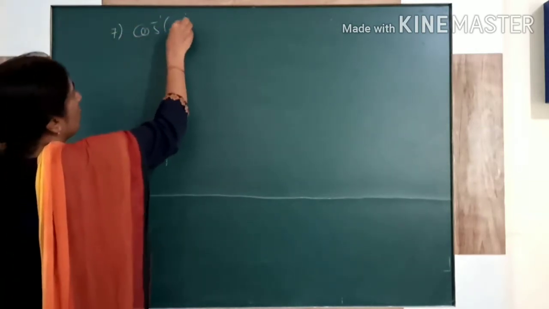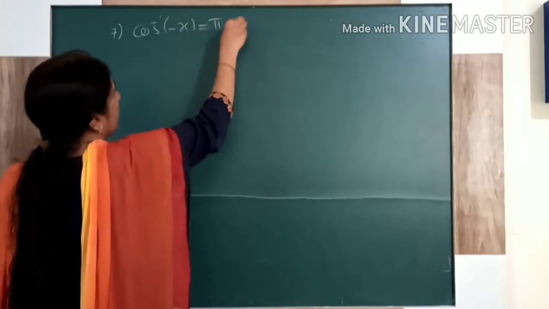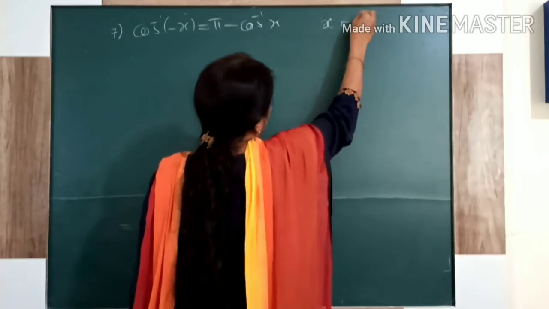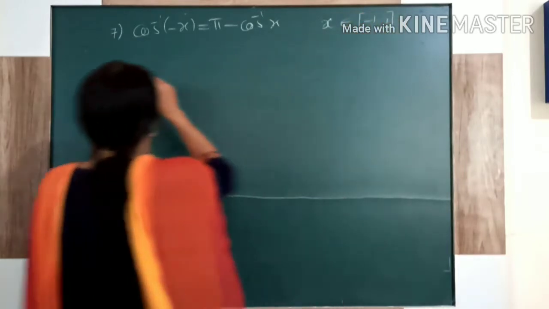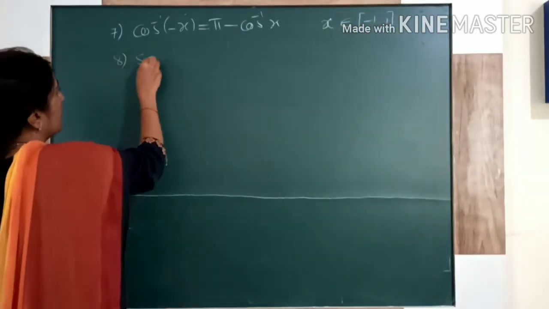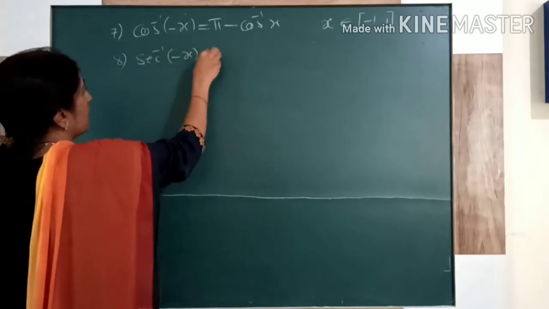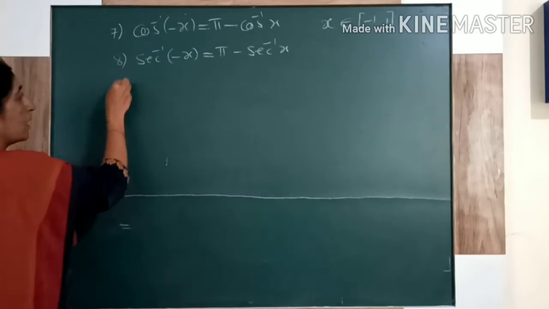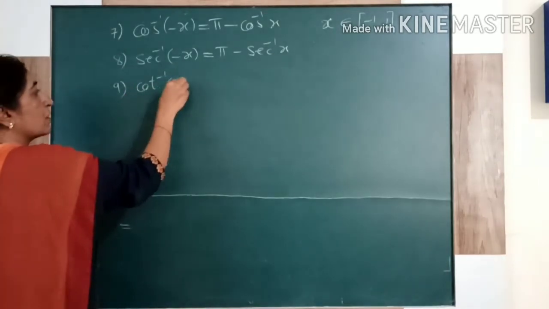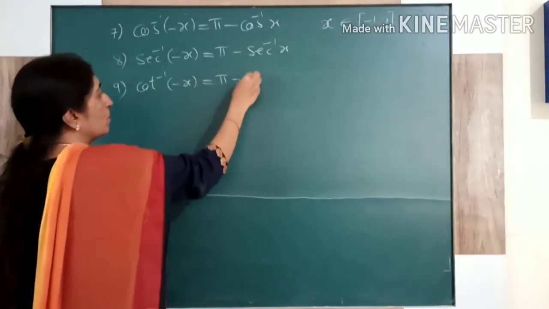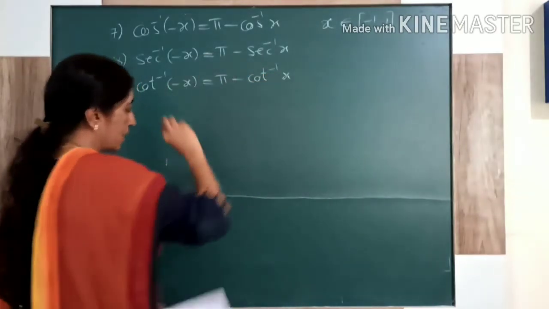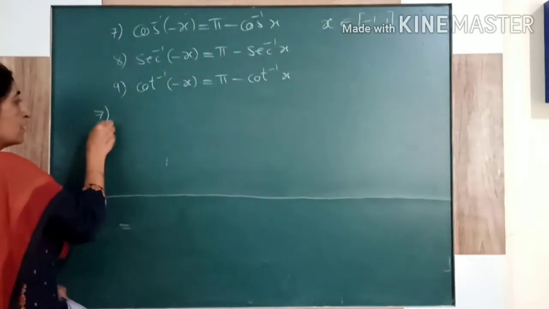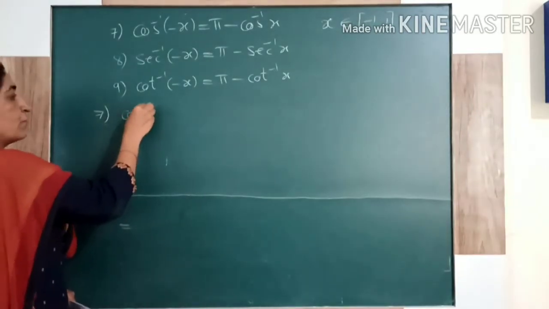Cos inverse of minus x is equal to pi minus cos inverse x. See the difference between the previous formula and this formula. After that, sec inverse of minus x is equal to pi minus sec inverse x. And the 9th one, cot inverse of minus x is equal to pi minus cot inverse x. So now I am explaining the 7th one. First I am writing the formula.